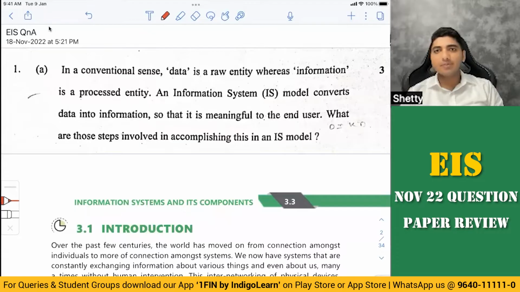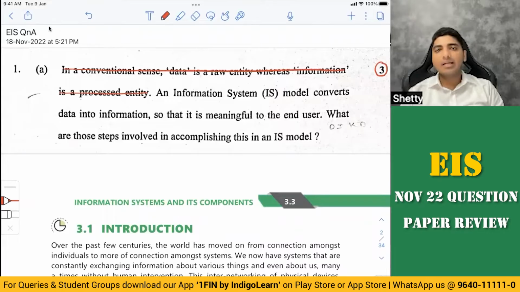So in EIS, the first question that you had was for 3 marks. Okay, this was the first question. Let us read the question. It says, in a conventional sense, data is a raw entity, whereas information is the processed entity. Now again, this information is not really relevant for you to answer.